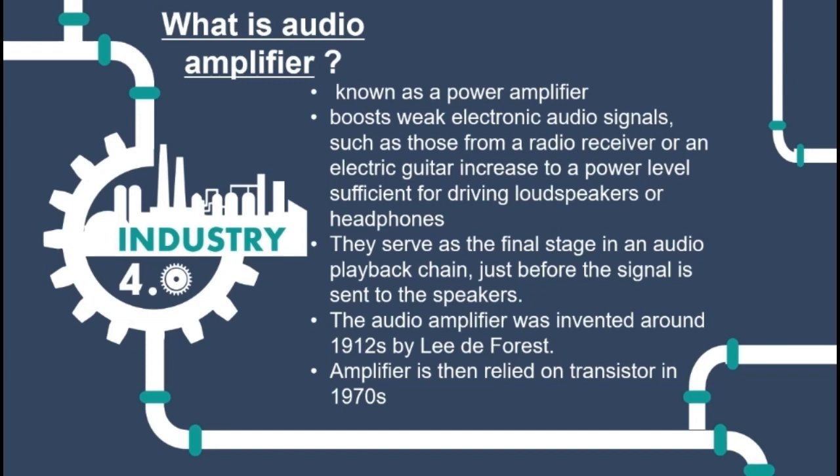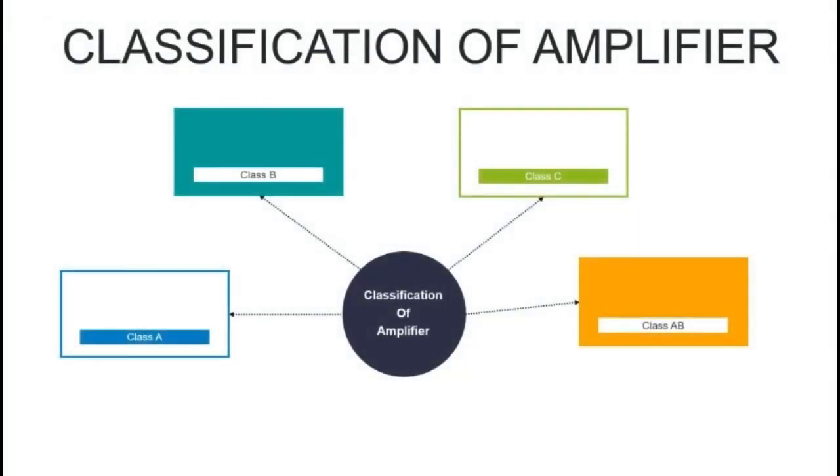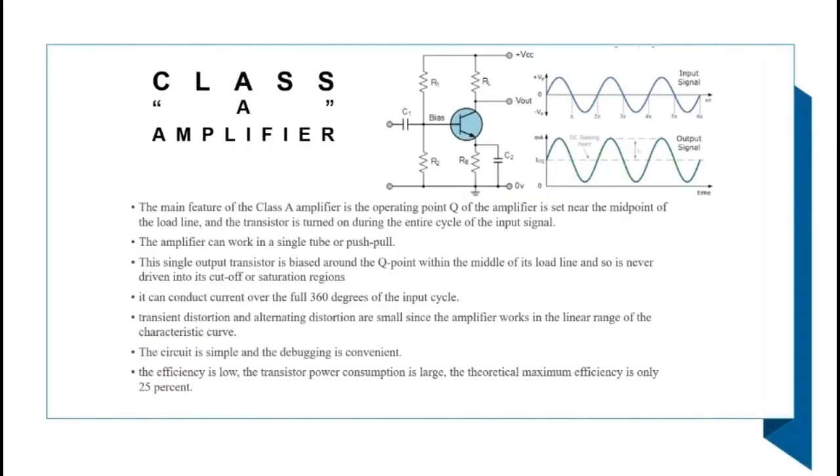The audio amplifier was invented around 1912 by Lee De Forest. Amplifiers then relied on transistors in 1970. There are four classes of amplifier: class A, class B, class C, and class AB.